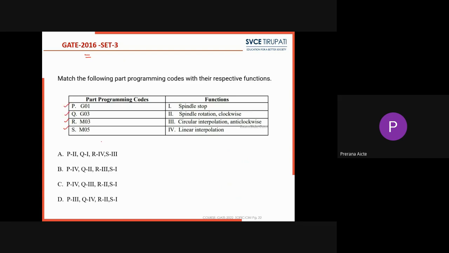So let us see. G01, what does G01 suggest? G01 is nothing but linear interpolation. Then G03, what does it suggest? G03 is circular interpolation in the anti-clockwise direction. Then M03 is spindle rotation in the clockwise direction. Then M05 is where the spindle is going to be stopped. So what is the answer? These are direct codes, which is very simple. The answer is option C.